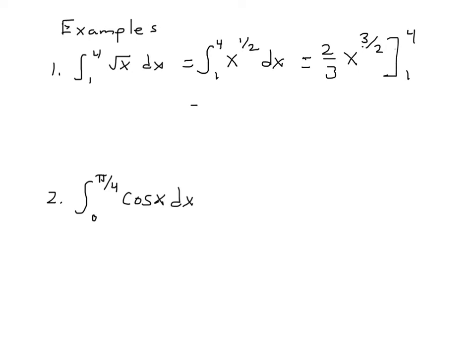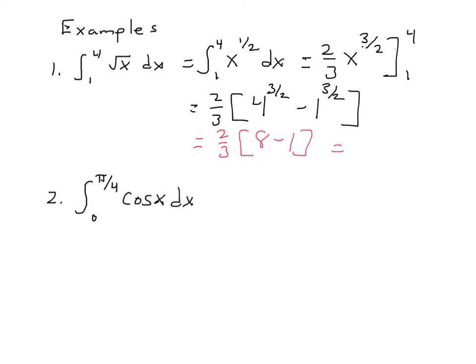So when I actually evaluate, that's going to be 2/3 times 4 to the 3/2 power minus 1 to the 3/2 power. Well, 4 to the 3/2, the denominator represents that we're taking a square root, and the numerator tells me we're going to cube it. So this will be equal to 2/3 times 8 minus 1, where the final answer will be 14/3.